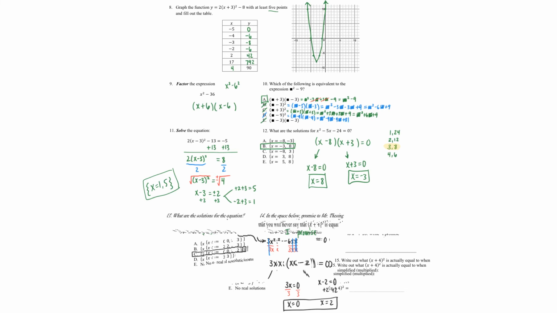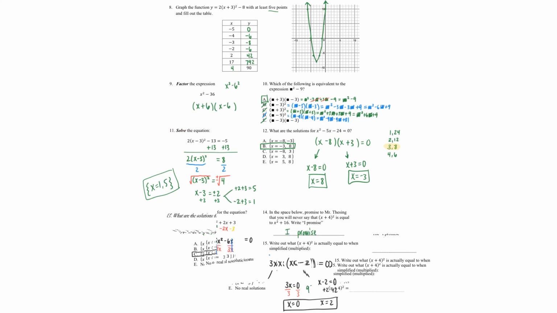So what was I looking for here? This says write out what x plus 4 squared is actually equal to when simplified, which is basically just saying, hey, actually go ahead and multiply this. It's kind of like asking, hey, if you had 9 squared, what is 9 squared?